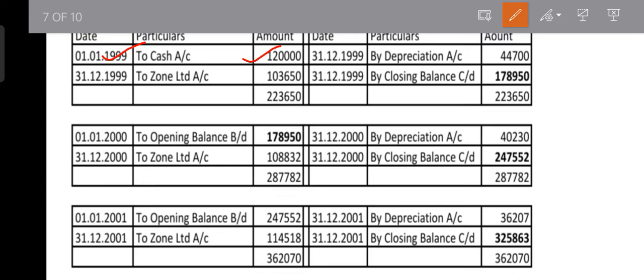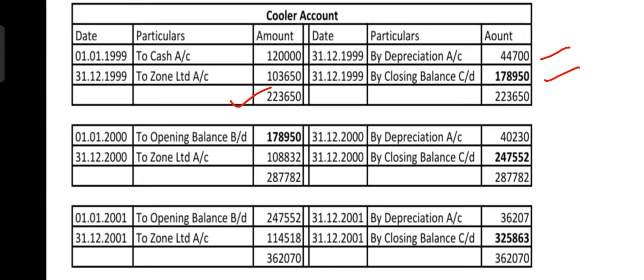At the end of the year, to the hire seller we paid 1,03,350 as part of the installment amount, that is part of the cash price. So the total asset available with us is 2,23,650. At the end of the year we charge depreciation of 44,700, which we previously calculated. So now the net value of the asset available with us is 1,78,950.